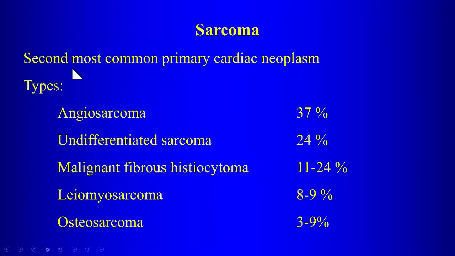Now, this is the second most common primary cardiac neoplasm. The most common primary cardiac neoplasm, of course, is myxoma. There are different sarcomas that can occur. The angiosarcomas are the ones that are the most common, and they tend to involve the right-sided chambers. The other sarcomas seem to have a propensity for left-sided chambers.